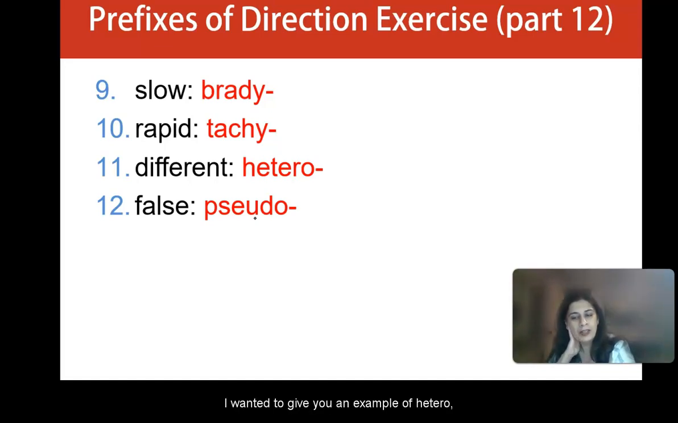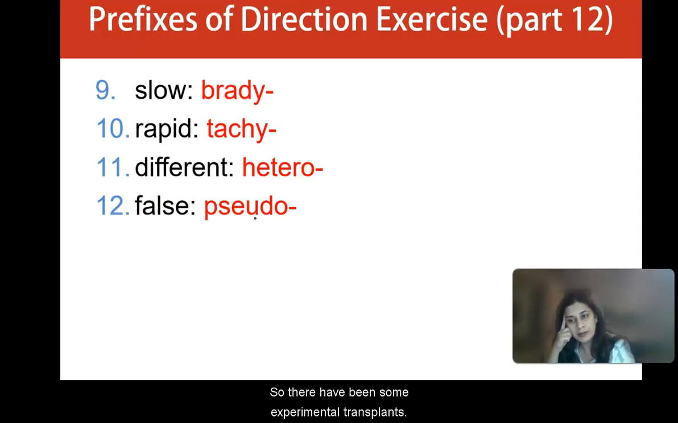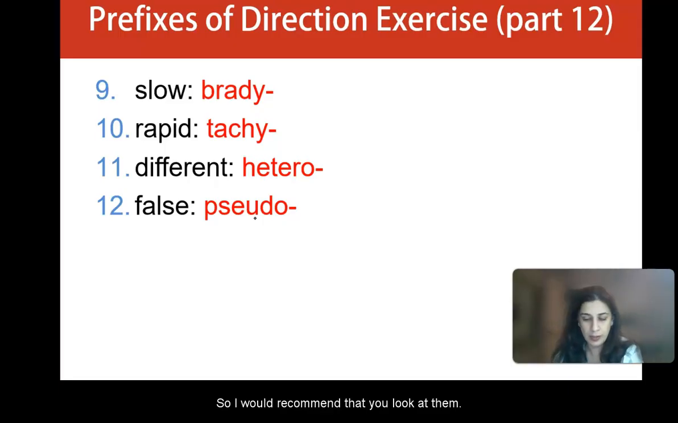Hetero, I wanted to give you an example of hetero, just like I gave you an example of homograft for mastectomy. A heterograft would be an example where we take some organs for implants, and we take them from different species and we implant them on different species. And so there have been some experimental transplants. So those kind of grafts are called heterografts. And you have some examples in your book, so I would recommend that you look at them.